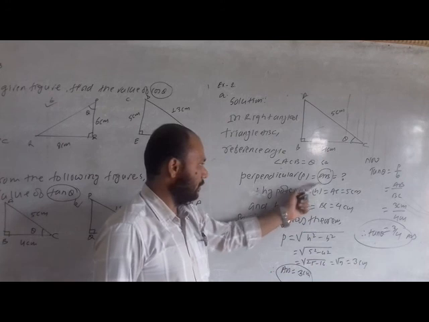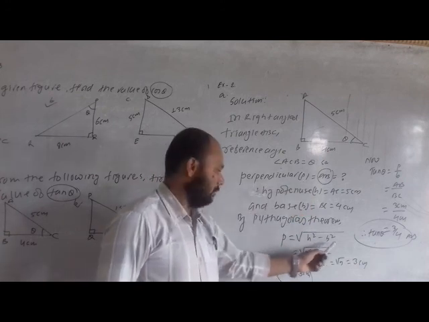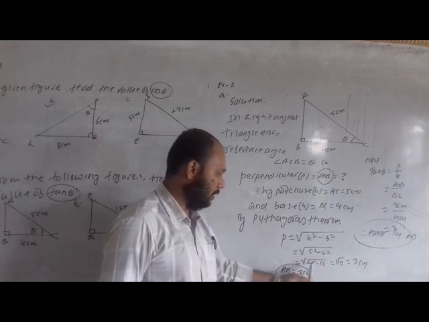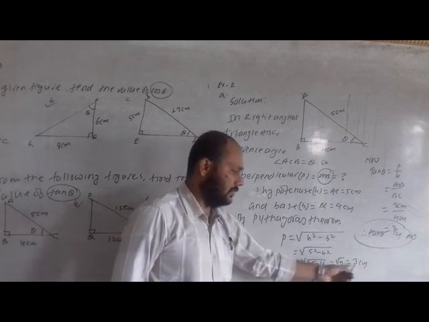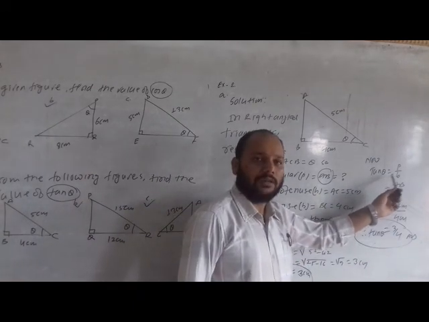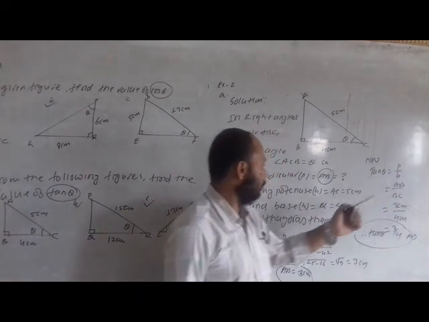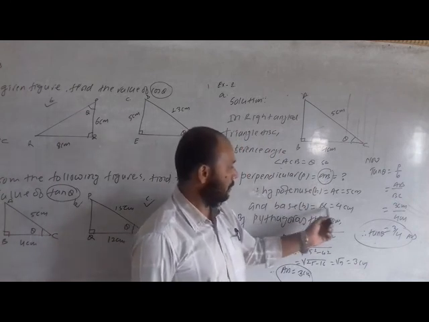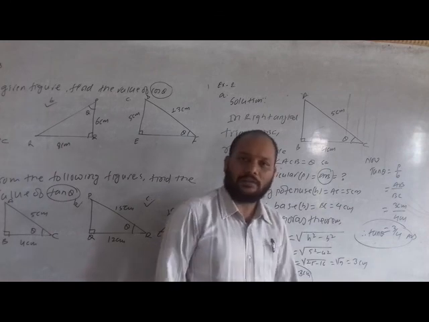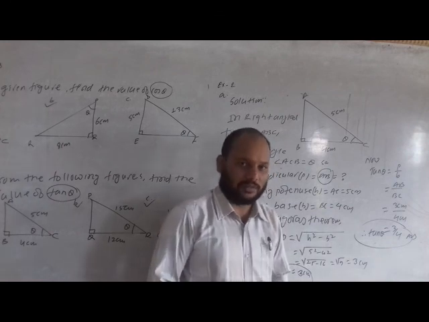Here AB is represented by P. So P is equal to h square minus b square. You put the value of h, 5 cm. 5 square minus 4 square, 25 minus 16, we have 9. Its root is 3 cm. And then you use the formula of tan theta in ratio form, P by B. You put here P represents AB, B represents BC, and you put the values of AB and BC. You will get 3 by 4, which is the required value of tan theta.